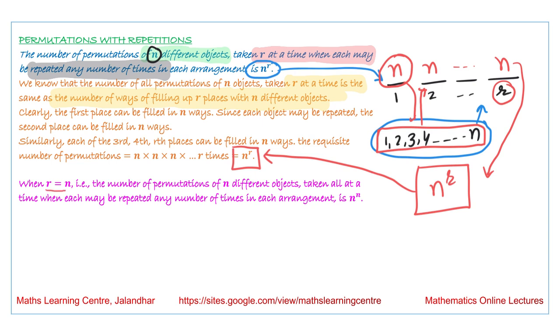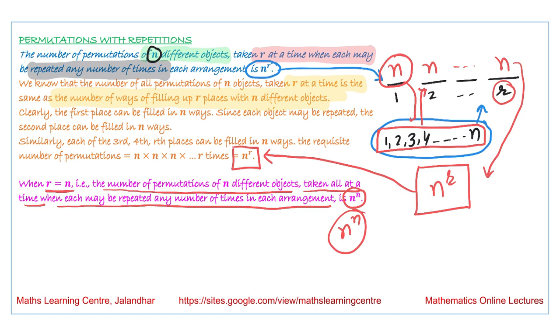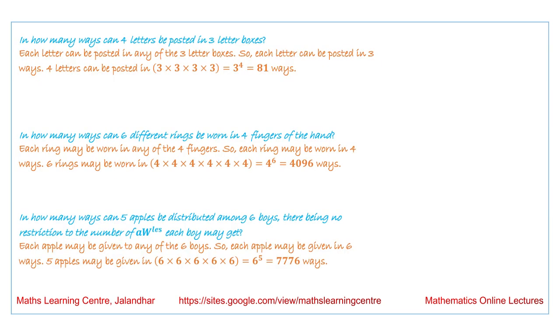And if n is equal to r, that is, the number of permutations of n different objects taken all at a time, when each may be repeated any number of times, then the answer we have is n raised to the power n. So the first question based on this is: in how many ways can 4 letters be posted in 3 letter boxes?